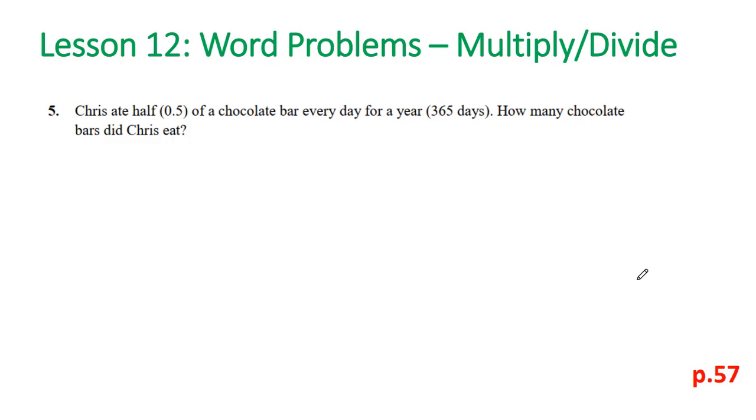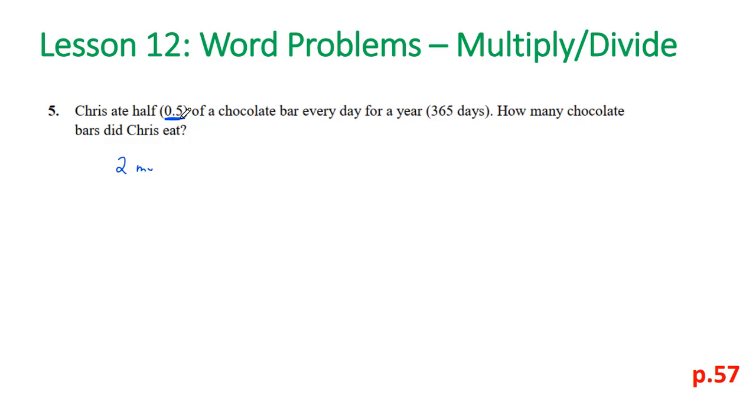Number 5, Chris ate half or 0.5 of a chocolate bar every day for a year, for 365 days. How many chocolate bars did Chris eat? Okay, well, we know that if he ate one a day, that would be 365. But he's not eating a full chocolate bar every day, he's eating half. So this problem can be solved by 2 different ways. If we multiply by 0.5, that's the same as dividing in half.